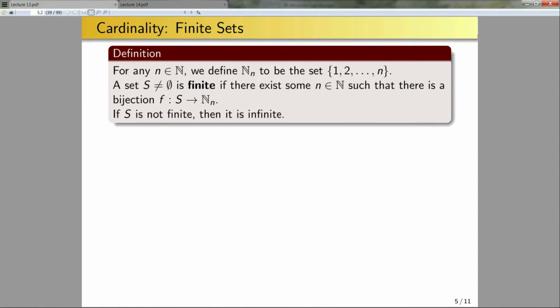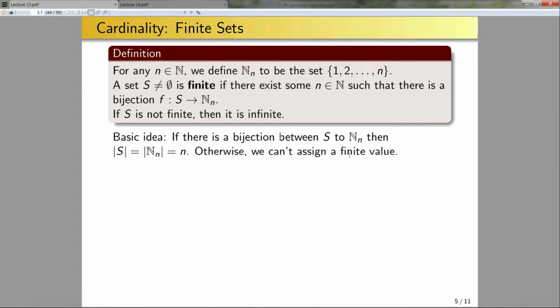Secondly, if f is not finite, then we say that it is infinite. So what's the basic idea here? Well, the basic idea is that if there is a bijection from S to N sub n, then we know that the cardinality of S is equal to the cardinality of N sub n, which by definition, we can just count them up, is equal to n. Otherwise, if there is no such bijection, then we can't assign a finite value to the cardinality of S, therefore it has to be infinite. There has to be an infinite number of things in it.